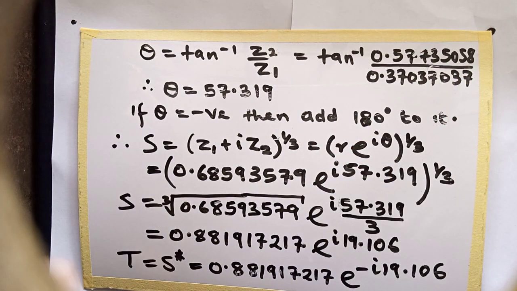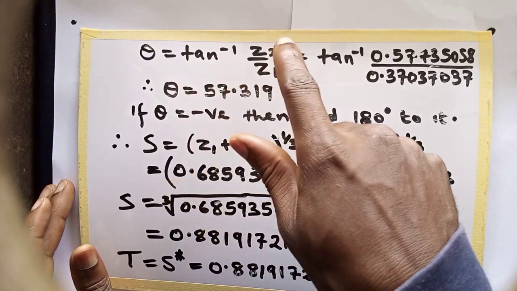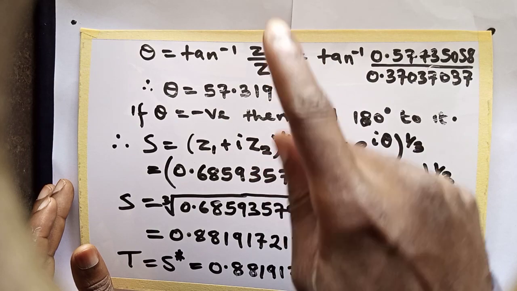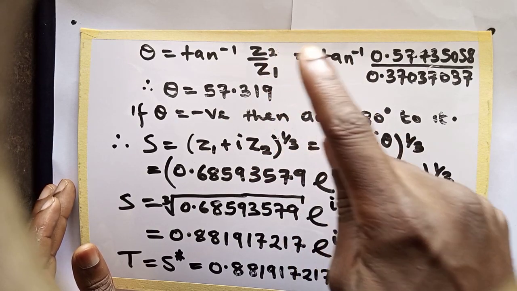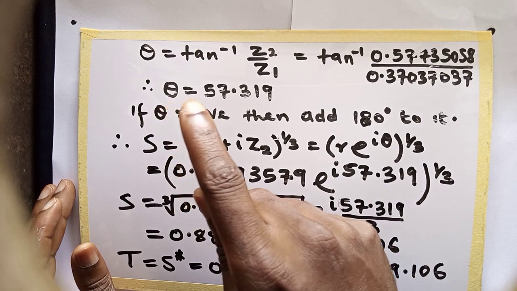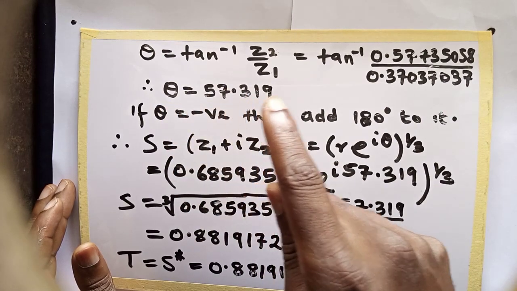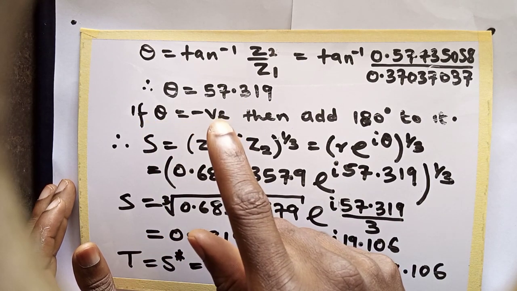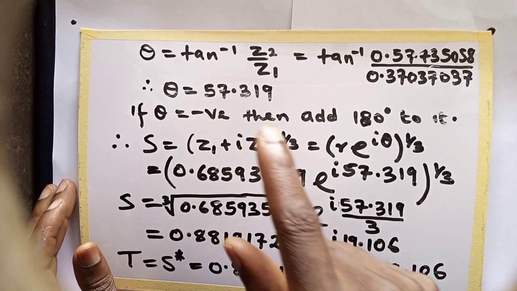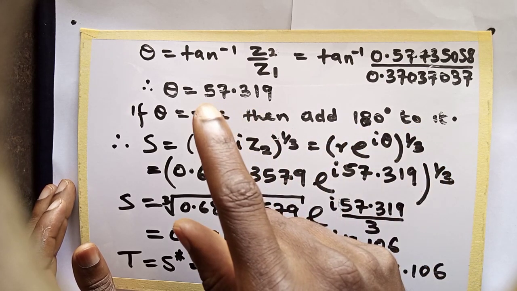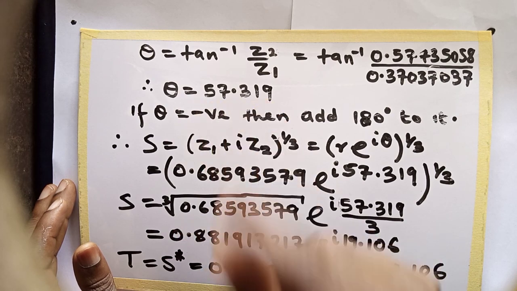So we construct our theta, which is equal to z2 all over z1. I think there was a mistake in the previous one, which was z1, z2. So it's now z2 all over z1. Then we have this expression, and theta becomes 57.319. Now, sometimes the value of theta can be negative, and when it is, you must add 180 to it to make it positive. But in this case, we have theta equal to a positive value.